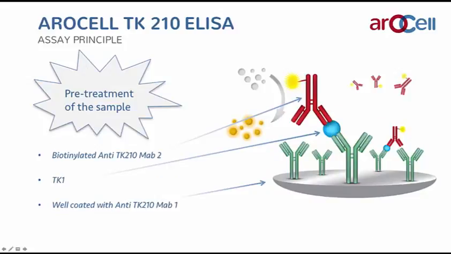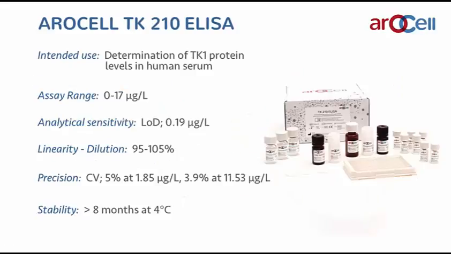Here we have the method. First of all, you pre-treat the sample to release the TK1. You add it to a microtiter plate where it binds. You then add a labeled antibody, labeled with biotin, and then you develop the color using horseradish peroxidase that has been labeled with streptavidin. A very standard microtiter procedure.